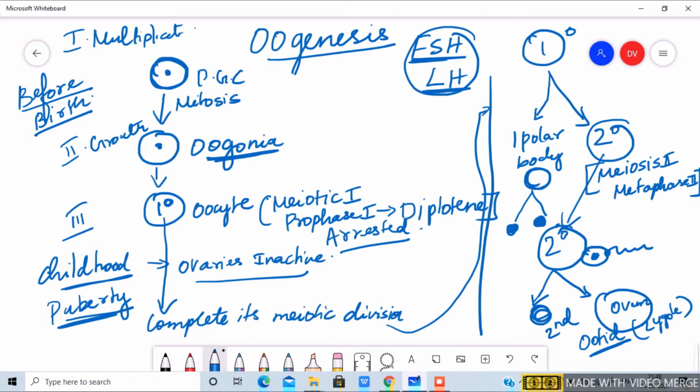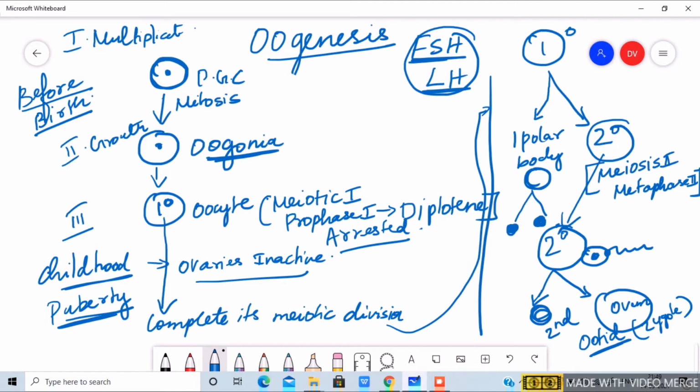But that is not the case with sperm, guys. Sperm has already completed its meiosis. Meiosis 1, meiosis 2, everything is completed when they are in the testis itself, and only then they will be released. But in the case of the egg, that is not so. Even after ovulation, they haven't completed their meiosis. Understanding, guys?